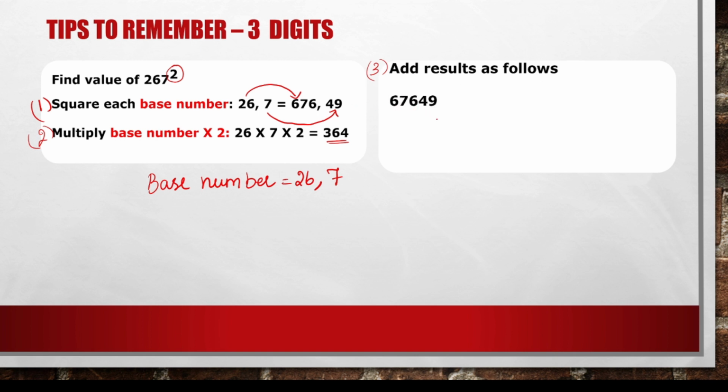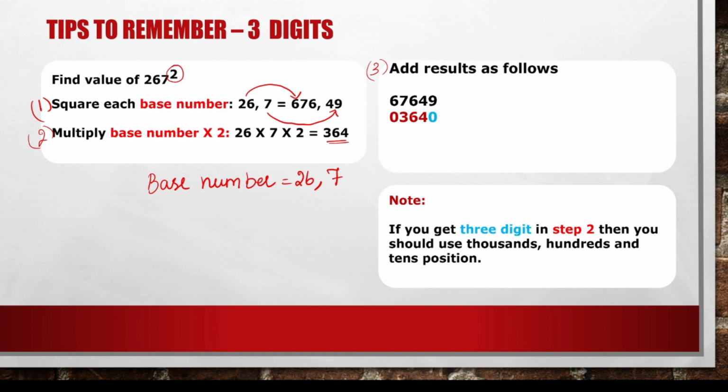67649 is written as it is, and again we have to add a 0 in the ones place, and then we just substitute these values. And then we add those two equations, and then we get the answer, which is 71289. So the square of 267 is equal to 71289.